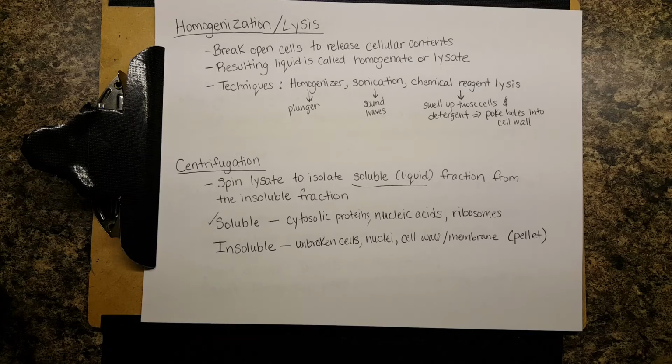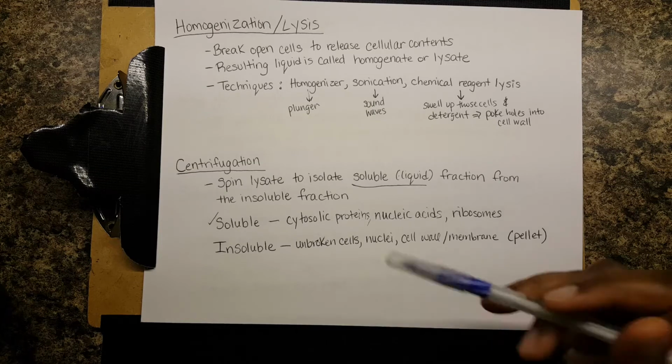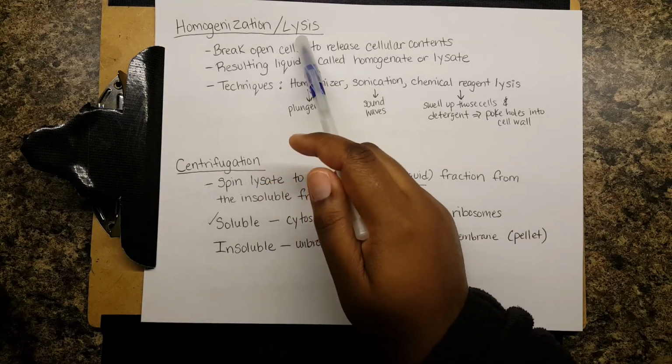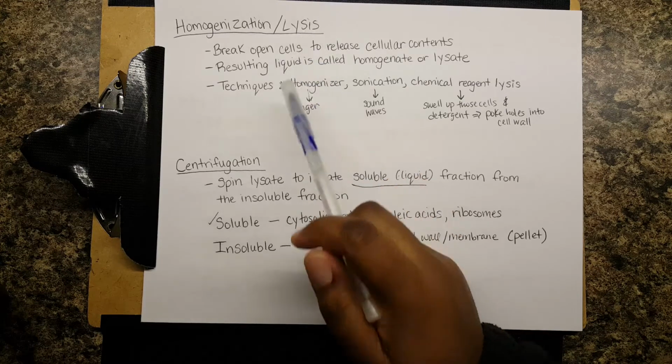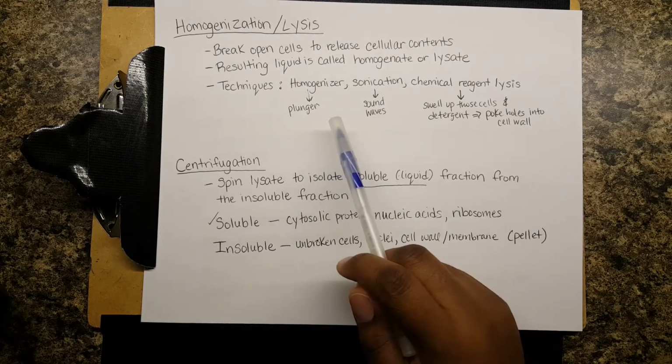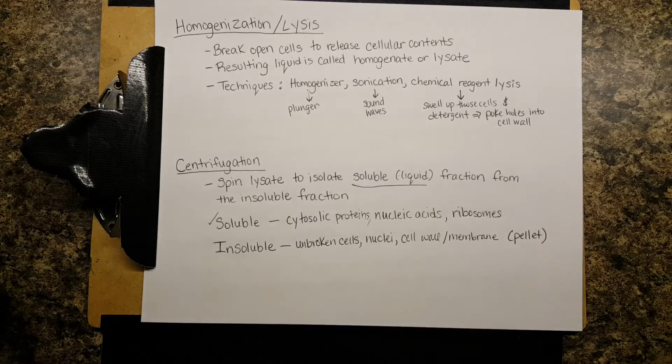The first thing you have to do to be able to access your protein of interest is crack those cells open. That's called homogenization or lysis. I usually use the term lysis. It's shorter. I'm lazy sometimes. So you break open the cells to release the cellular contents. And what you get is called a homogenate or lysate. I'll use lysate. Again, it's a shorter word.